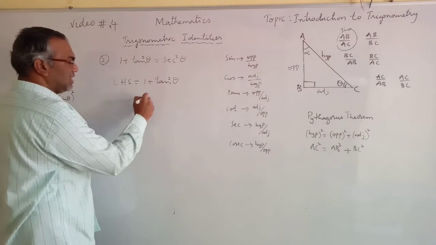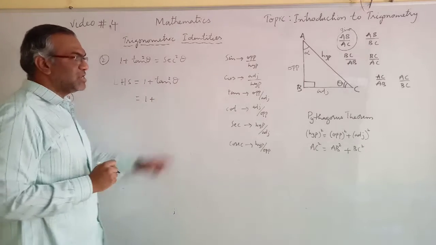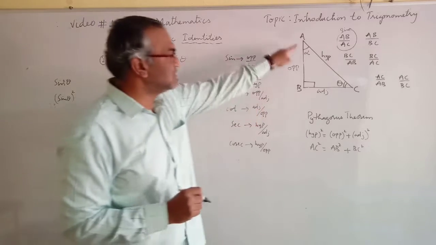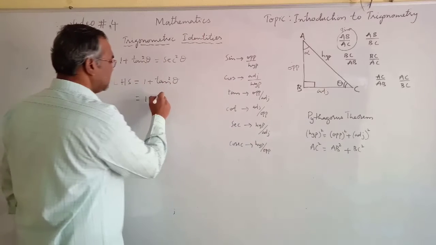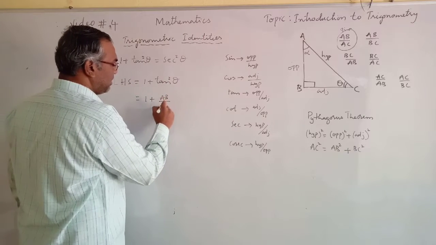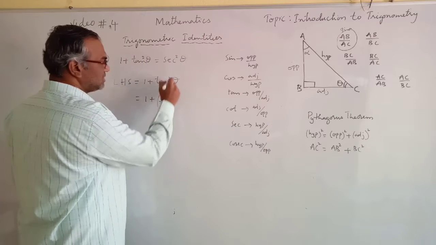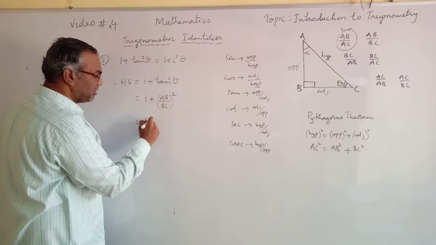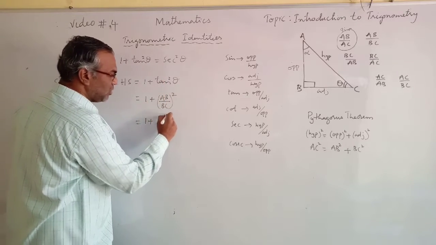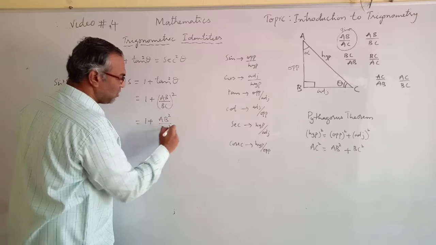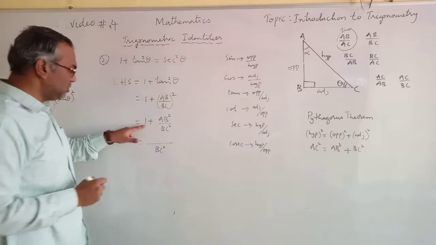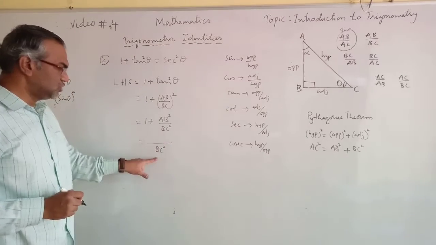So we can write it like this, 1 plus tan. What is tan? Tan is opposite divided by adjacent. AB divided by BC, and it has a square. So this ratio will also have a square, right? So this can be written as 1 plus AB square divided by BC square. Now we can take LCM. BC square will be LCM because we don't have any denominator here.